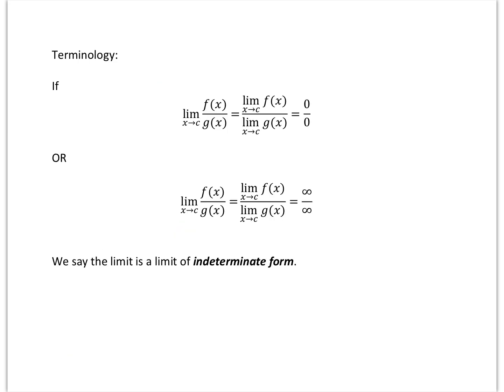So some terminology. If you're taking the limit as x approaches c of f of x over g of x, you take the limit of the numerator over the limit of the denominator, and you get 0 over 0, or you get infinity over infinity. Those limits are called indeterminate form. We don't know what the limit is, okay? We have to do more work to get the answer.